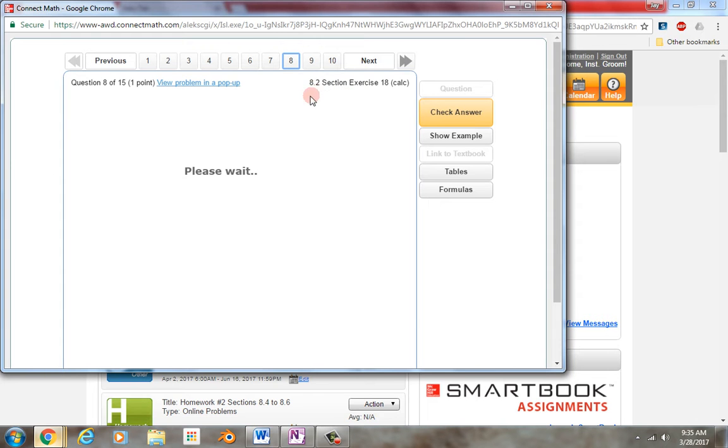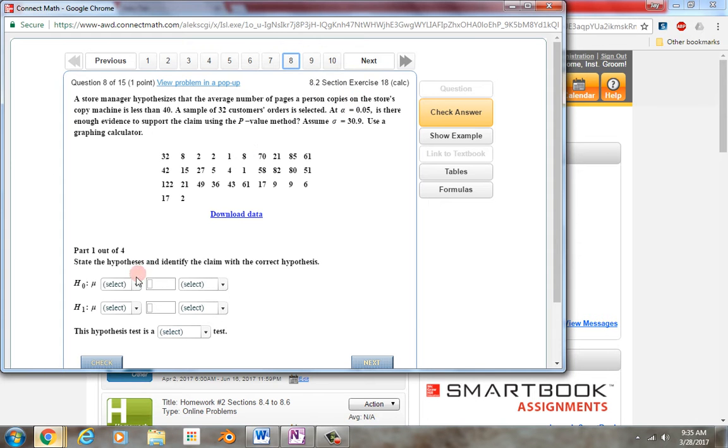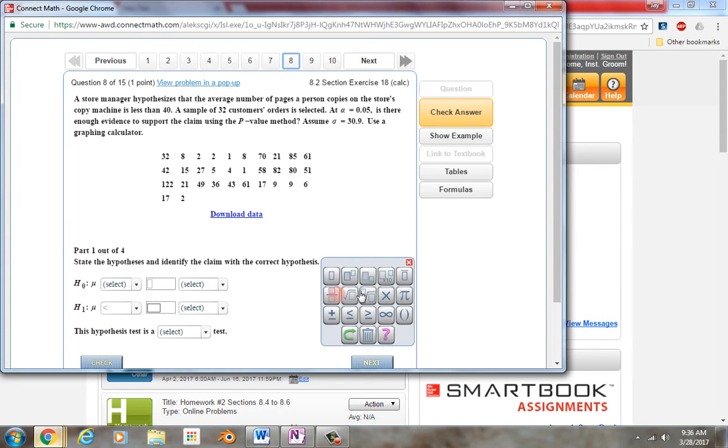This will be a T test. The number of pages is less than 40. You see that? Less than. So mu is less than 40. See that right there? And then, of course, this one up here on top is the opposite of that. So see right here? Now, this homework is that way.